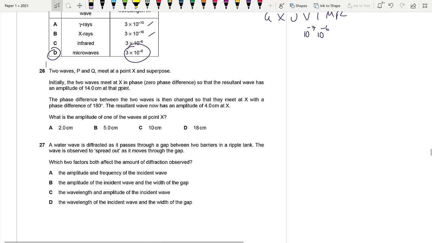26. Two waves P and Q meet at a point X and superpose. Initially, the two waves meet at X in phase, zero phase difference, so that the resultant wave has an amplitude of 14 centimeters at that point. The phase difference between the two waves is then changed so that they meet at X with a phase difference of 180. The resultant wave now has an amplitude of 4 at X. What is the amplitude of one of the waves at point X?